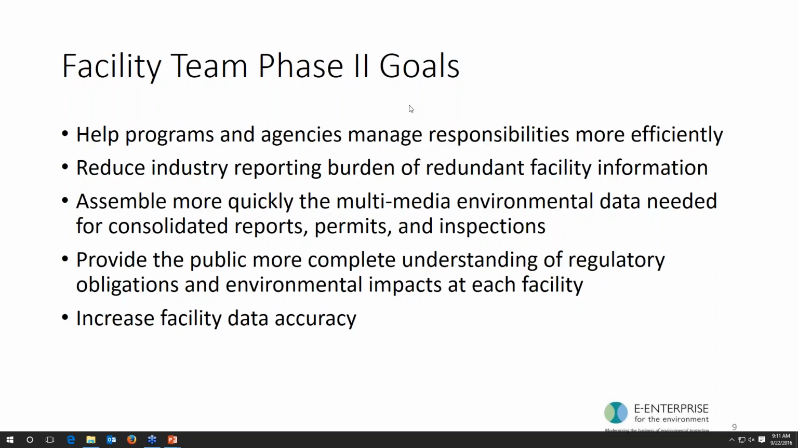So if we help programs and agencies manage their responsibilities more efficiently, to do that, we have to get facility integration figured out. To reduce industry reporting burden, we have to be sure that we do it correctly. To assemble more quickly the multimedia environmental data, we have to be sure that we're enabling the programs that rely upon facility integration to reference the facility integration protocols or items in place to be able to fully support those programs. And then the last two, just provide the public a complete, consistent understanding of facilities and the regulatory environment, and then just increase accuracy in general. Next slide.